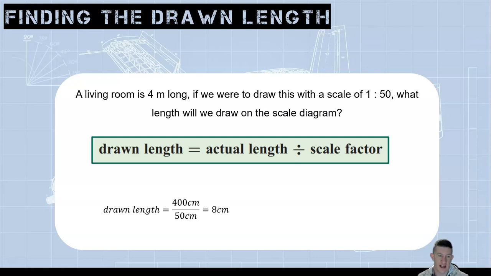So for example, with an actual length of 4 meters, 400 centimeters, we would divide that by the scale of 50. That means I would draw a line of 8 centimeters in this case. So actual divided by scale gives me the drawn length. So make sure you write that down in your notes.